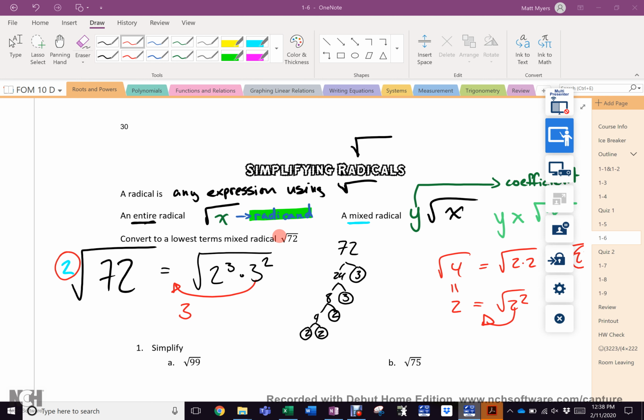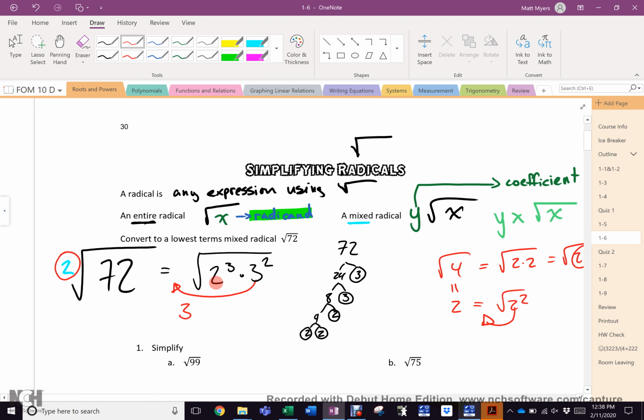So, if you've been paying attention, this is 2 times 2 times 2, isn't it? And there's a group of 2, isn't it? And anytime I have a group of 2, I can bring it out, can't I? So I'm going to write a 2 there, yes? Which now gives me this, doesn't it?